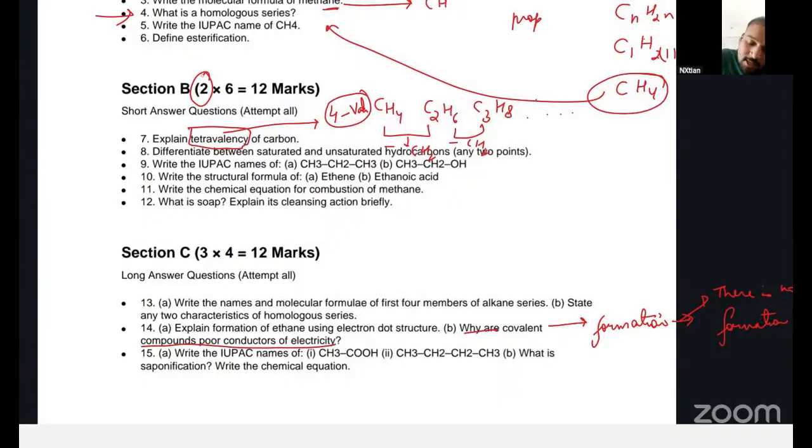Okay. Now the name. How many carbons are there? 3 carbons are there. Everyone has single bond. 3 means prop. Prop means propane.